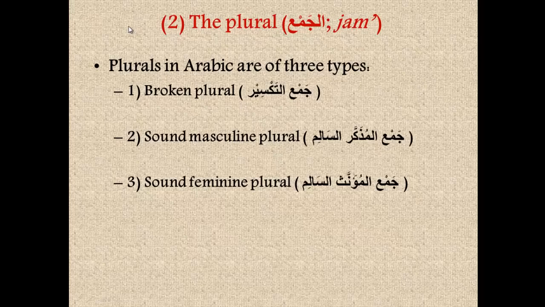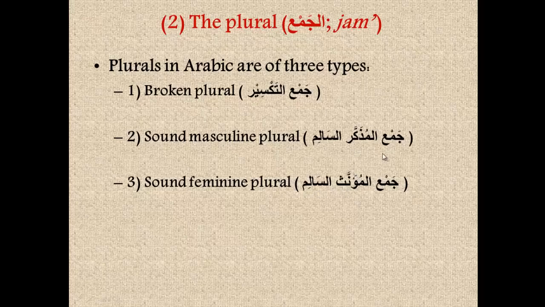Moving on to topic number two, the plural, or al-jam'. Plurals in Arabic are of three different types. In other words, every single plural you will encounter will fall under one of these three categories. Number one, we have the broken plural, jam'a taksir. Next, you have the sound masculine plural, jam'a al-mudhakkar al-salim. And lastly, you have the sound feminine plural, jam'a al-mu'annath al-salim.